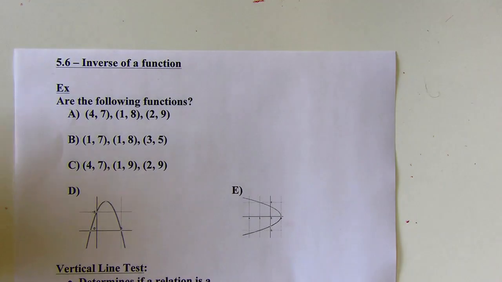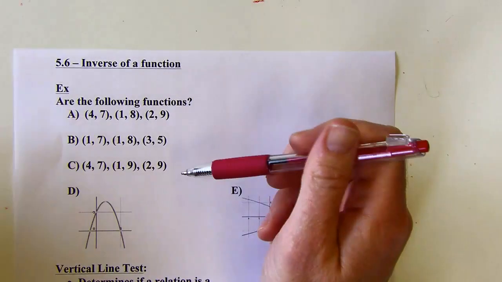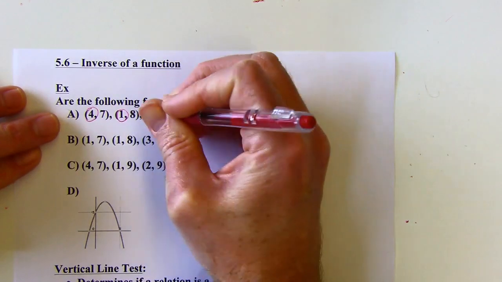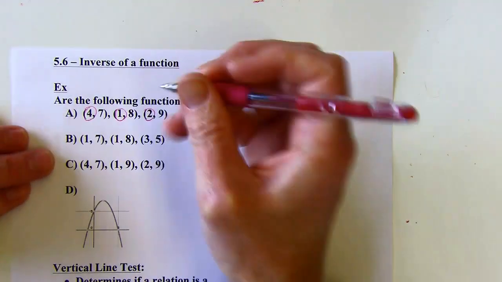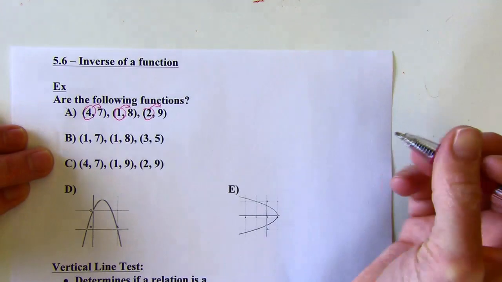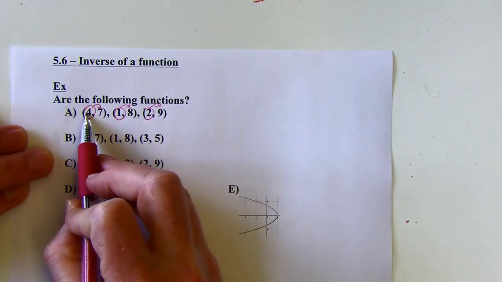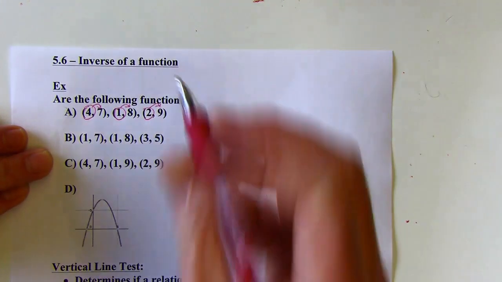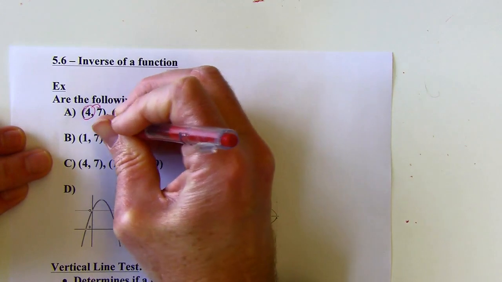Okay, are the following functions? We did this in 5.5 in the last section, but it's very relevant today, so I'm going to review it really quickly. If you've got three different x values, then I know all of those x values are going to be linked to their own special, unique y. I know when I hit the 4 button, I get out a 7. When I hit the 1 button, I get an 8. When I hit the 2, I get out a 9. So this is going to be a yes.